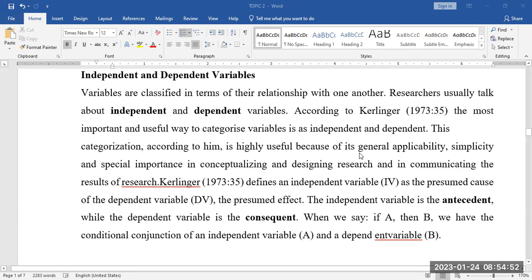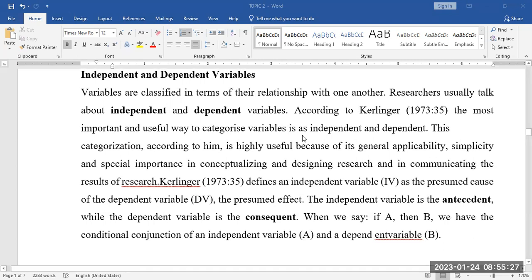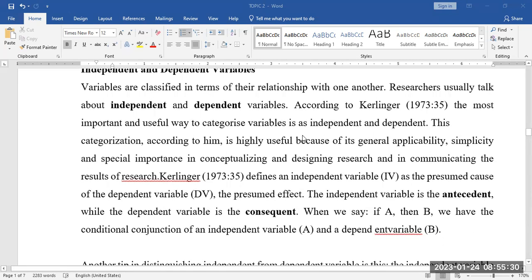Even though we also have other variables, like the extraneous variable, among others, the most important, the one that you should actually know from the word go, is what we call independent and dependent variables. And therefore, according to Kerlinger 1973, the most important and useful way to categorize variables is as independent and dependent. So we go to the next thing.